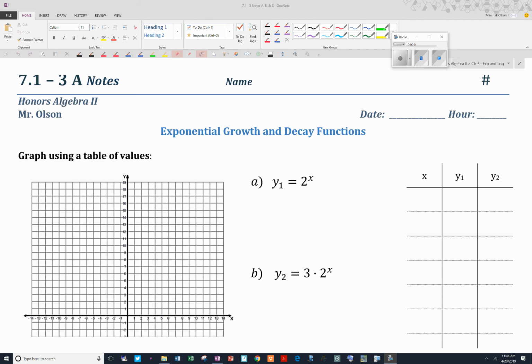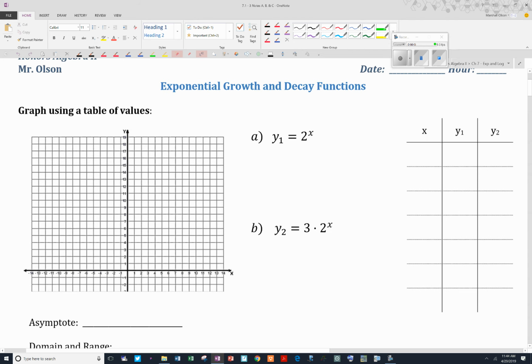We have our first day of exponential growth and decay functions. I'm going to have you start by putting in some values for x into these two functions right here. How about we go negative 1, 0, 1, 2, and 3. Let's start with those.